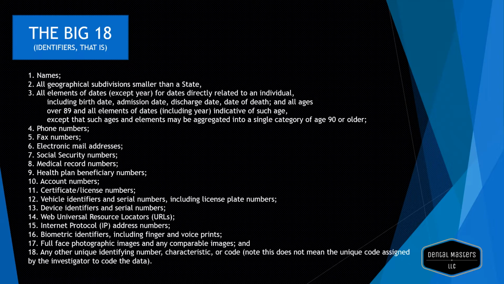account numbers, any certificate or license number, a vehicle identification or a serial number, including license plate numbers, any device identifiers or serial numbers that might have a patient's information on it, a URL or a web address that might have a patient's information on it, an IP address, including the numbers, any biometric identifiers, including finger and voice prints and retinal scans even, full face photographic images or any comparable images, and finally, any other unique identifying number, characteristic, or code that somebody could use to identify a patient. Those are the big 18 identifiers.